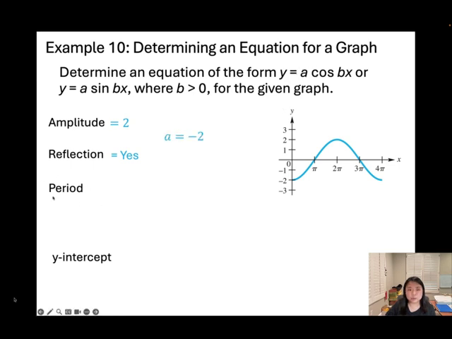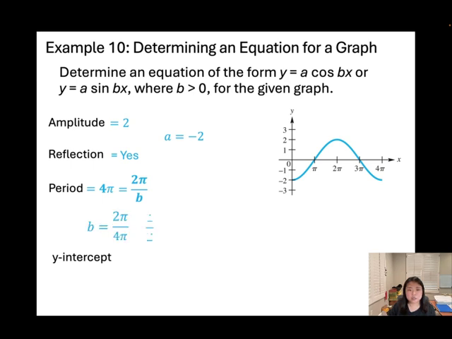Now, we're going to determine the period. The period is going to be starting from 0 until here. So the period will be equal to 4 pi. So we need to figure out the B here using the period. So 4 pi will be equal to 2 pi over B. Okay, solve for your B.